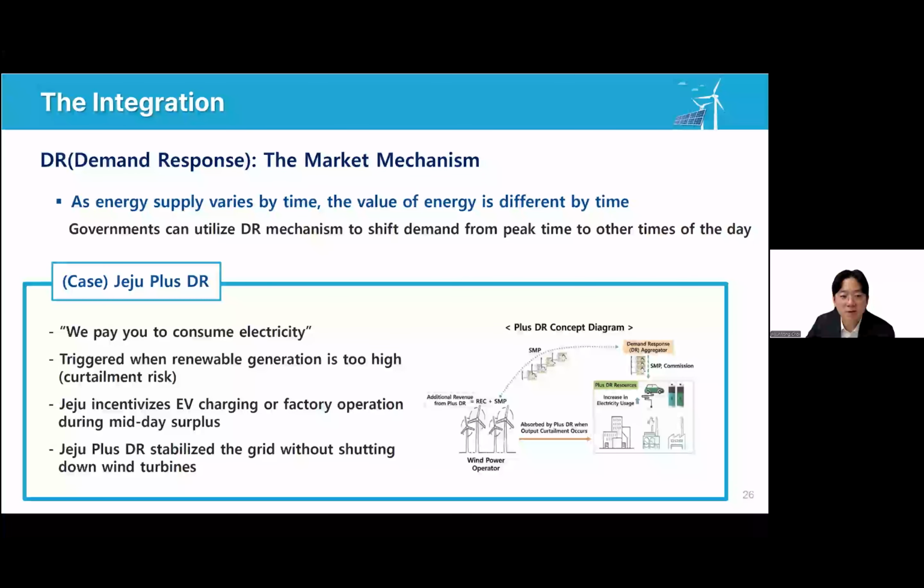Next, the third is demand response, or DR, which is our market-based integration. Since the value of energy changes depending on the time of day with higher renewable energy penetration, governments use DR to shift demand with price signals. So Jeju's DR is the key example. When renewable generation is too high, the system essentially says, we will pay you to consume electricity. This incentivizes EV charging or factory operations during midday surpluses to stabilize the grid without shutting down wind turbines in Jeju Island.